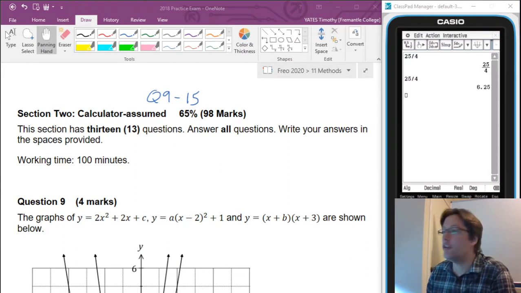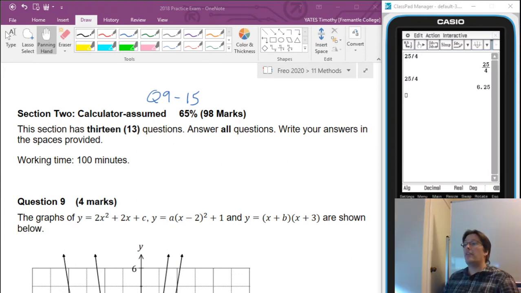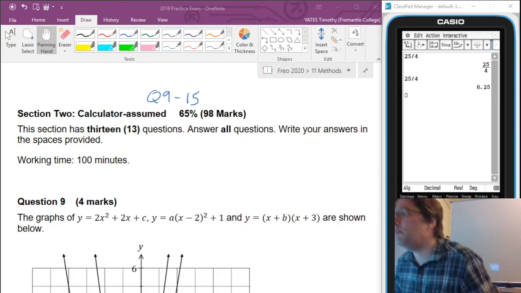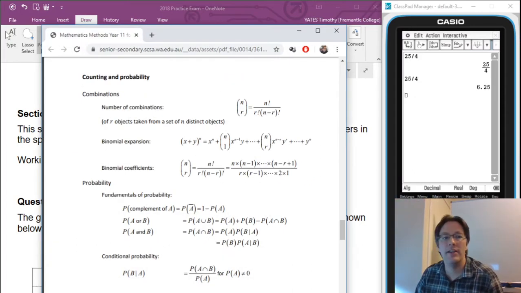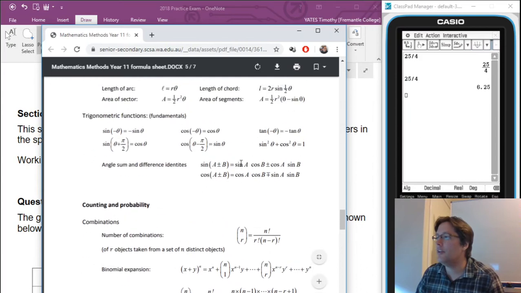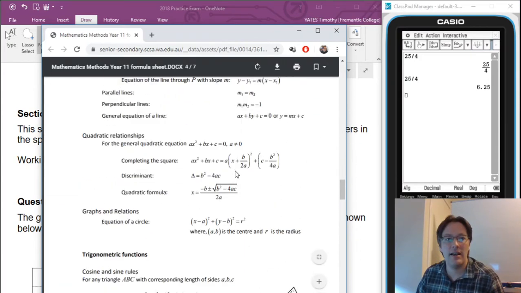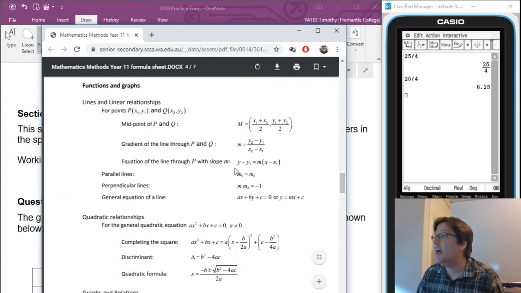And in this one, we're going to be having a look at questions 9 through 15 in the calculator assumed section in the exam. Now, as I mentioned in the previous one, you do have access to the formula sheet as well as your own notes.